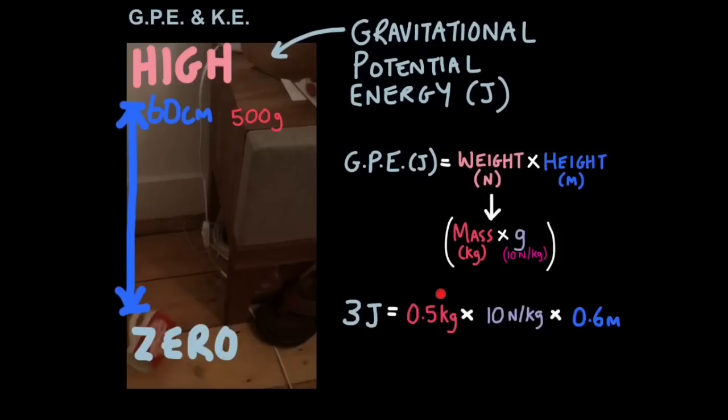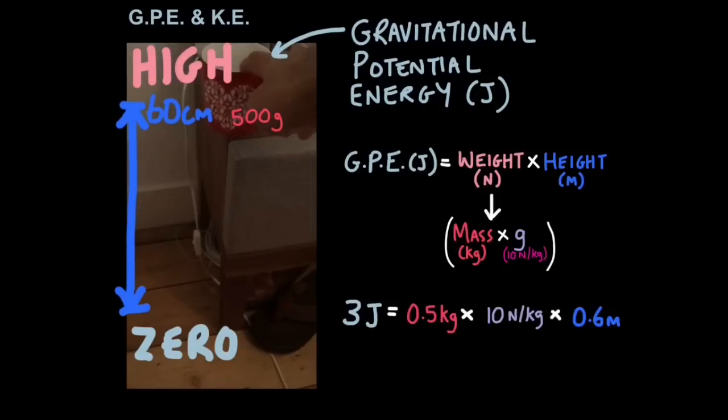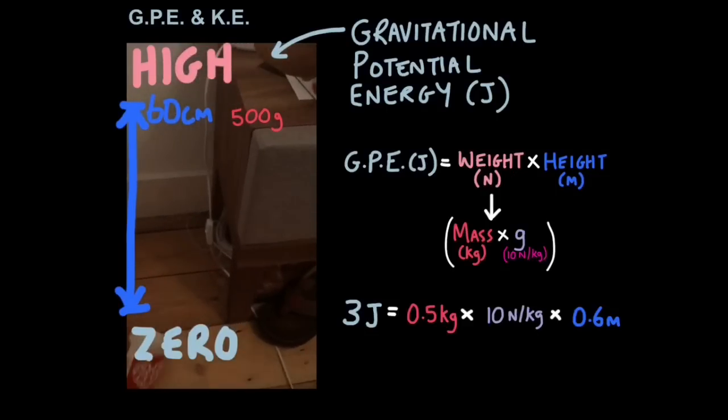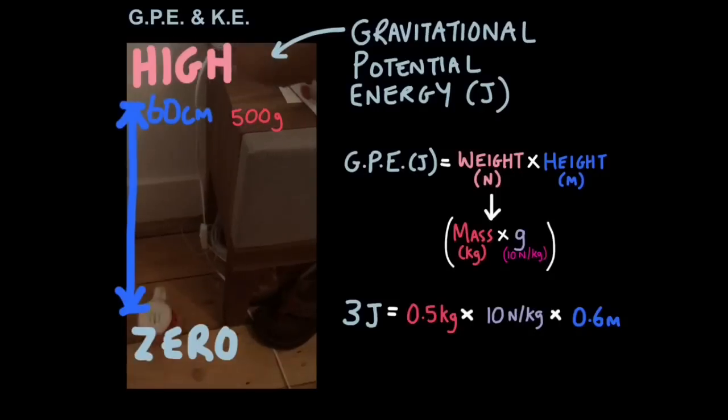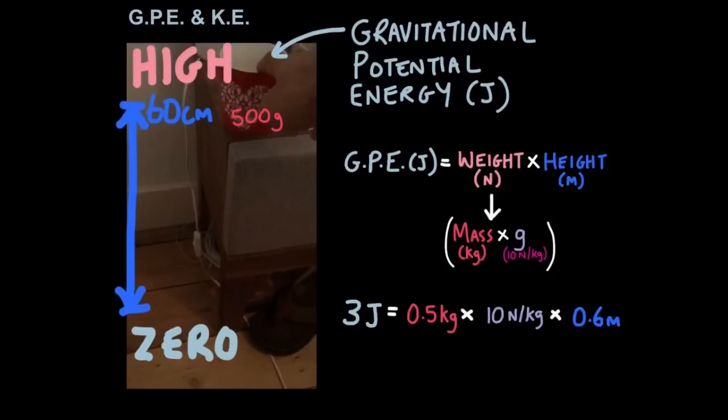So GPE would be 0.5 kilograms times 10 newtons per kilogram for the gravitational field strength times the height, 0.6 meters. Notice how I had it in centimeters here, but in a formula it has to be in meters for this to make sense, and you get 3 joules of gravitational potential energy. So just remember that weight times height is going to give you GPE, and remember you can calculate weight by multiplying mass and the gravitational field strength, which is always 10.